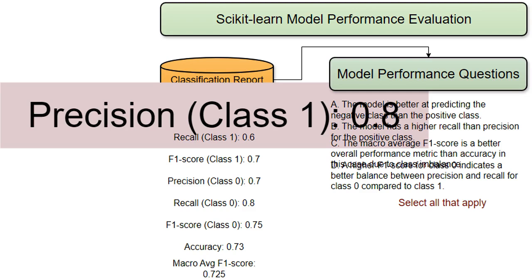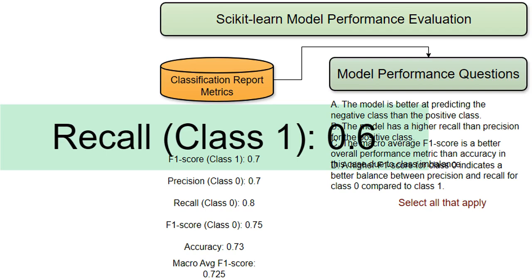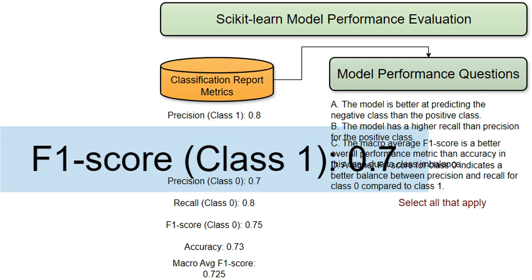Precision focuses on the accuracy of positive predictions. The model correctly identified 60% of all the actual instances of Class 1. Recall focuses on how many actual positives the model finds. This is a single score combining precision and recall. It's a harmonic mean, a way to find a middle ground between the two. It's a good overall indicator for Class 1.